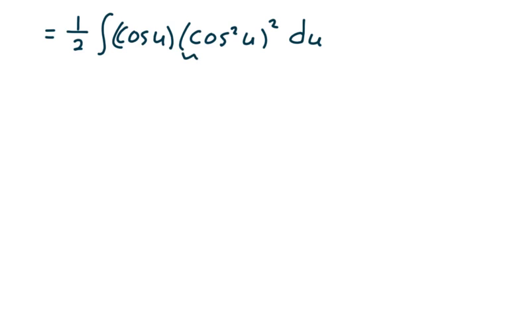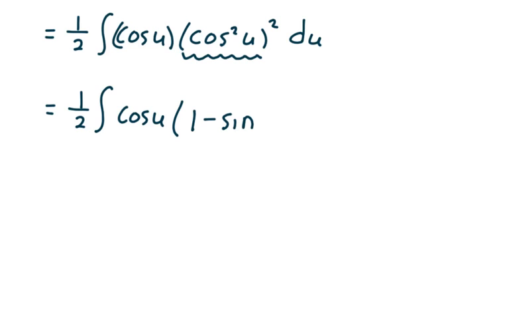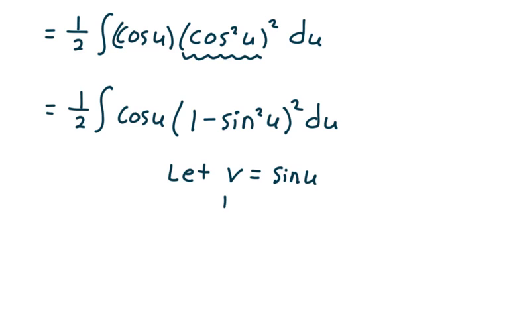And so the whole idea here is I want to write cosine to the 4th of u in terms of the sine. And so if you notice, this is going to be 1/2 the integral of cosine of u times 1 minus sine squared u to the 2nd power du. Now, interestingly, this is going to require another substitution. So I'm going to let v be sine of u. dv is cosine of u du.